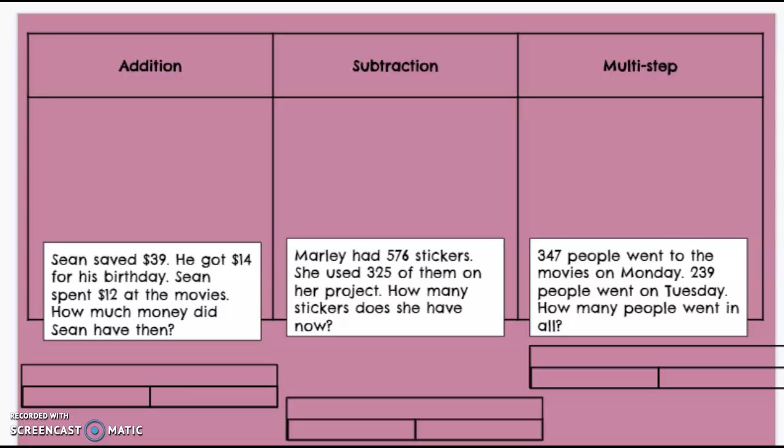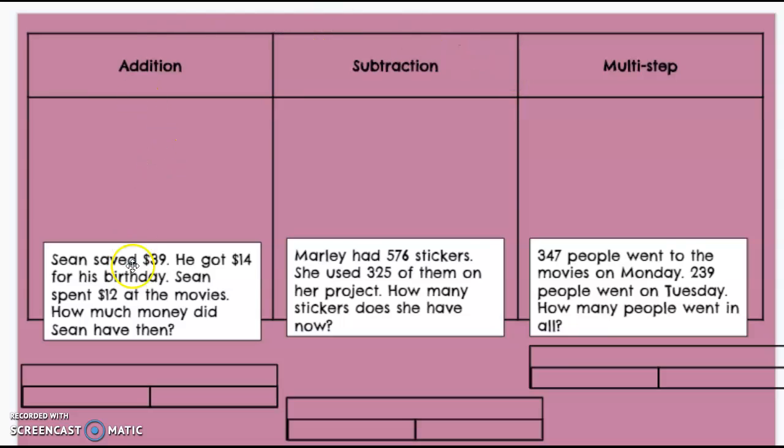Okay, for this activity, we are going to be putting these cards that you see in the correct box. So we have addition, subtraction, and multi-step. Some of these cards might be addition, they might be subtraction, they might be multi-step. All we are identifying is what operation these cards are. We are not solving for the answer. You're not adding, you're not subtracting, you're not doing any of that.